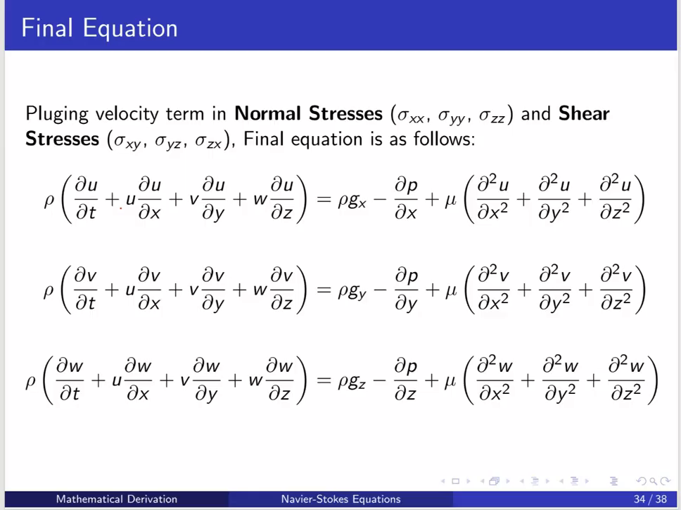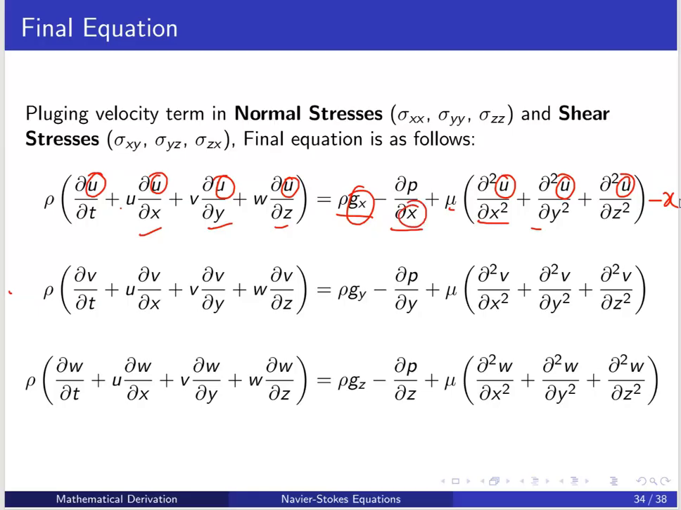rho ∂u/∂t plus u ∂u/∂x plus v ∂u/∂y plus w ∂u/∂z is equal to rho g_x minus ∂p/∂x plus mu times (∂²u/∂x² plus ∂²u/∂y² plus ∂²u/∂z²). So similarly you will get the y direction and z direction. Remember, here u is changing, so that's why it is the x momentum equation. Okay, so here g_x and this is x.